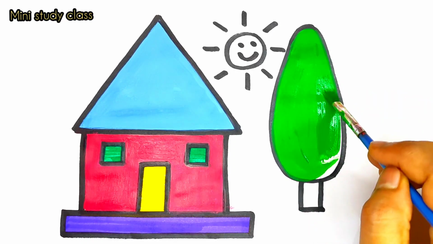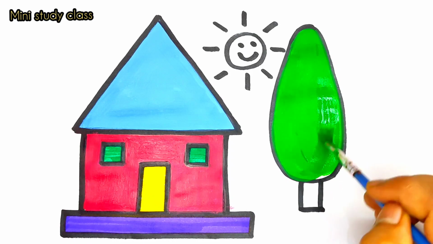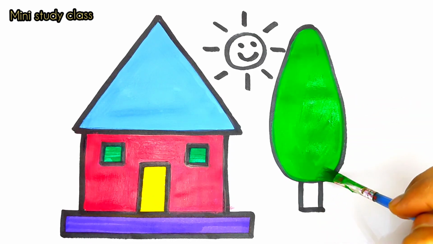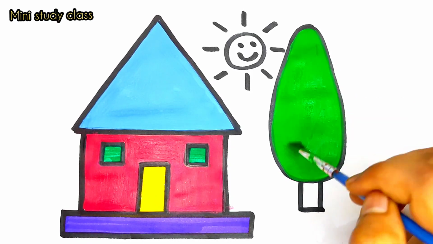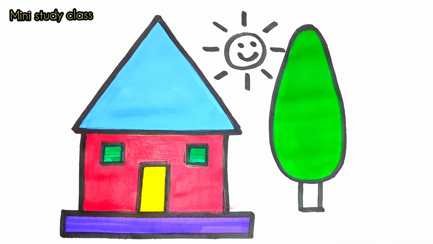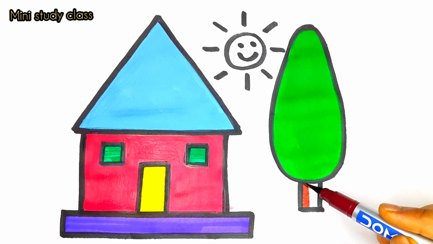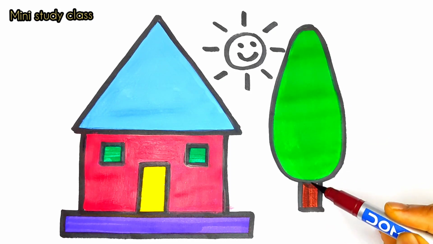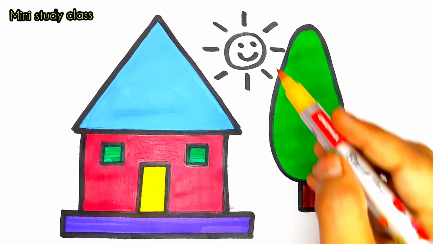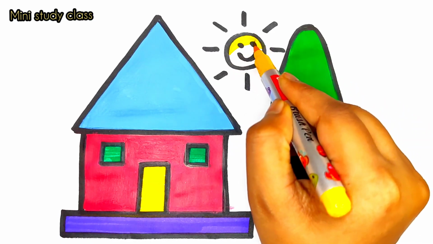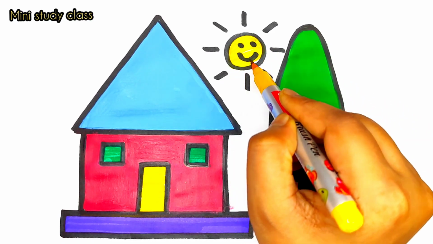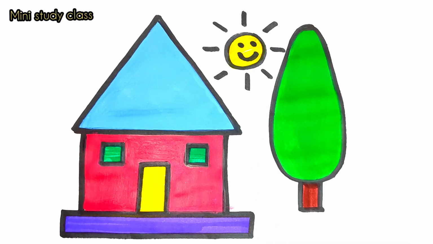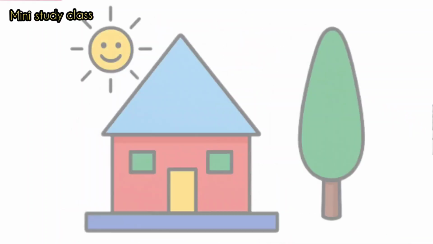Green color. This is brown color. We use yellow color to color the sun. Now, our drawing is completed.